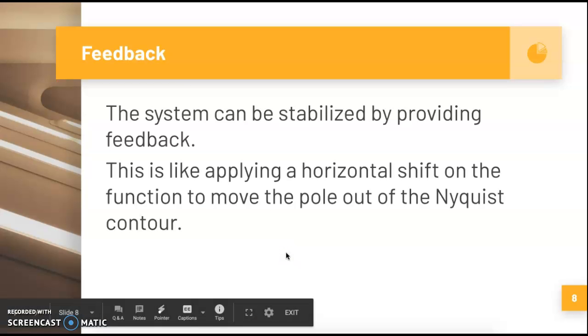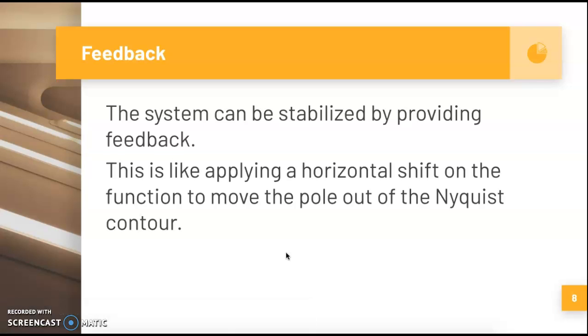So to get around that, we can provide feedback within the system. We can provide a balancing force. So what that would look like mathematically would be a horizontal shift on the original function to move the pole out of the contour. Remember, the contour is the entire right half, so a vertical shift is going to keep it on the right half still. It would have to be a horizontal shift, moving it out of the Nyquist contour and then applying stability.